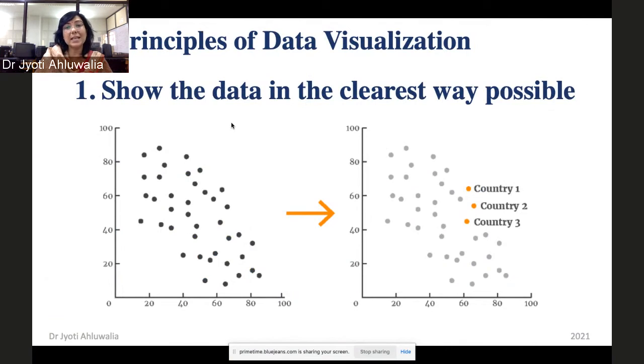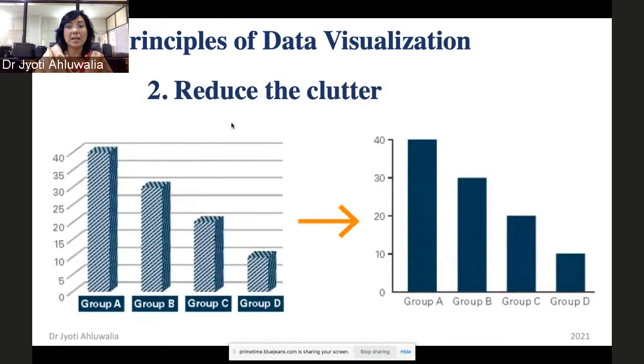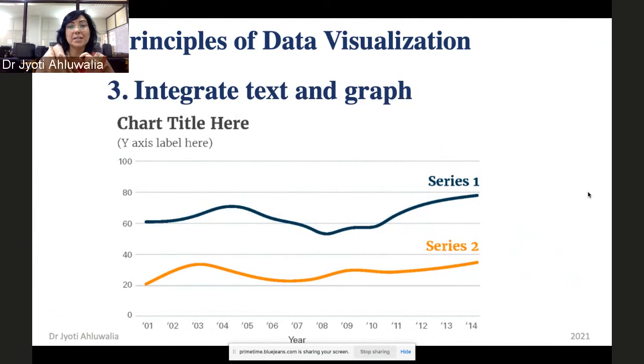The first is that the data should be presented as clearly as possible. The x-axis, the y-axis, the legend, the dots, the data sets, everything should be very, very clearly visible. We should not make a jumbled-up effort. Again, we should reduce the clutter. Instead of having too many lines, it should be a neat set of lines that are shown to give the crux of the visual, to present the main point in the visual.